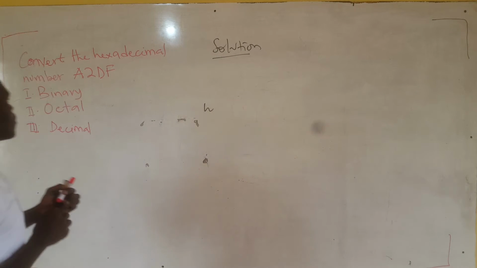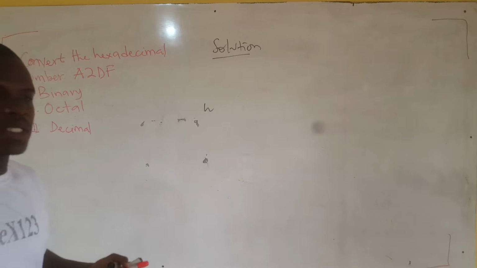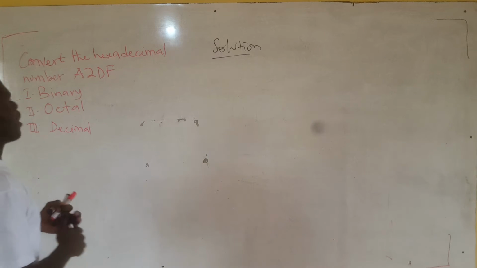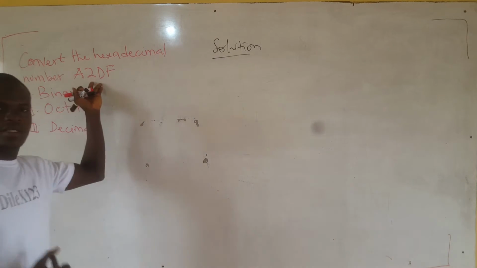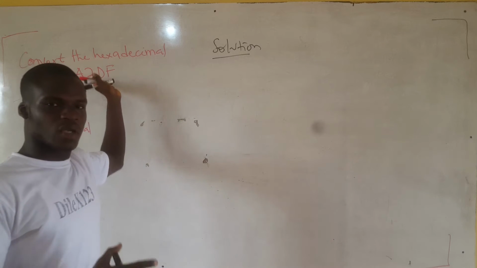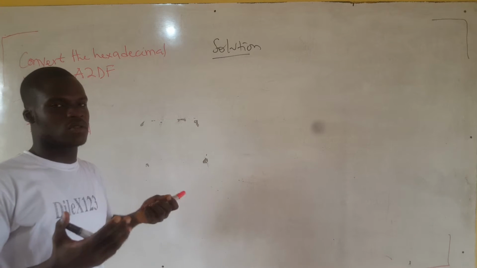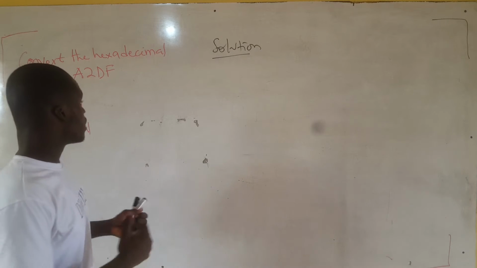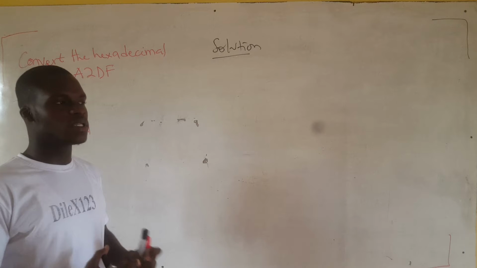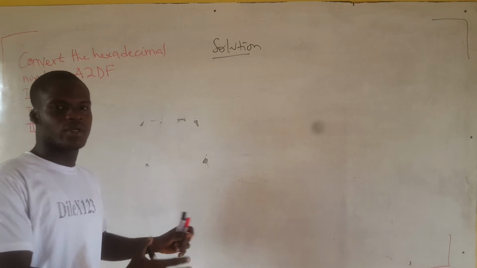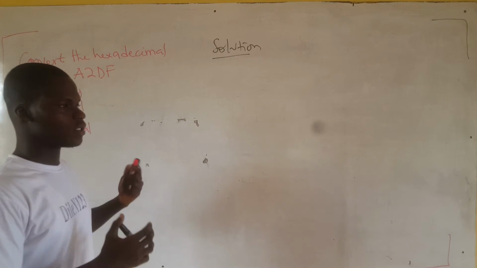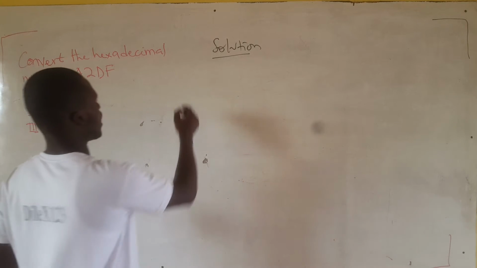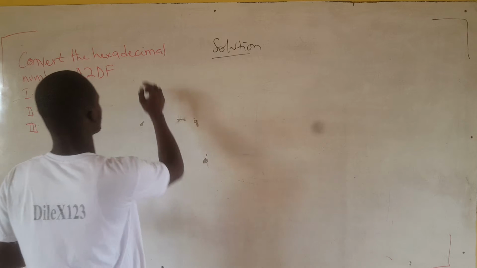There are several ways we can solve this question, and the way I would like to use today is to first convert the hexadecimal to binary, because it's much simpler that way. But there are many ways. We can convert this to binary, then from binary to either octal or decimal, and that's fine. So I want to convert A2DF to binary.